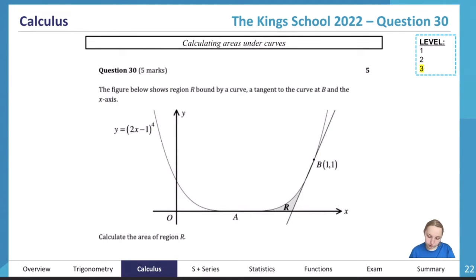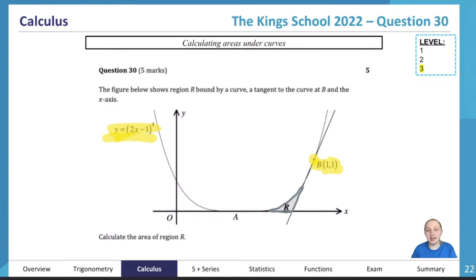The figure below shows region R bounded by a curve, a tangent to the curve at B, and the x-axis. It's giving you the equation for this curve, y equals (2x minus 1) to the power of 4, and this point B here is (1, 1). It's really important that you actually read the diagrams. You can see they haven't given you this information in the question itself, so you need to read the diagram to know that. Then it's asking you to calculate the area of the region R.